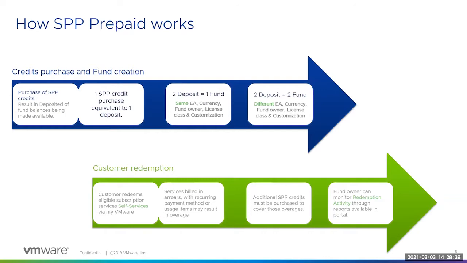Customers can redeem eligible subscription services via the self-service portal. These are billed in arrears. Usage items and services with a recurring payment method may result in overage. In such cases, additional SPP credits must be purchased to cover those overages. The fund owner can monitor redemption activity through the reports available in the SPP portal.